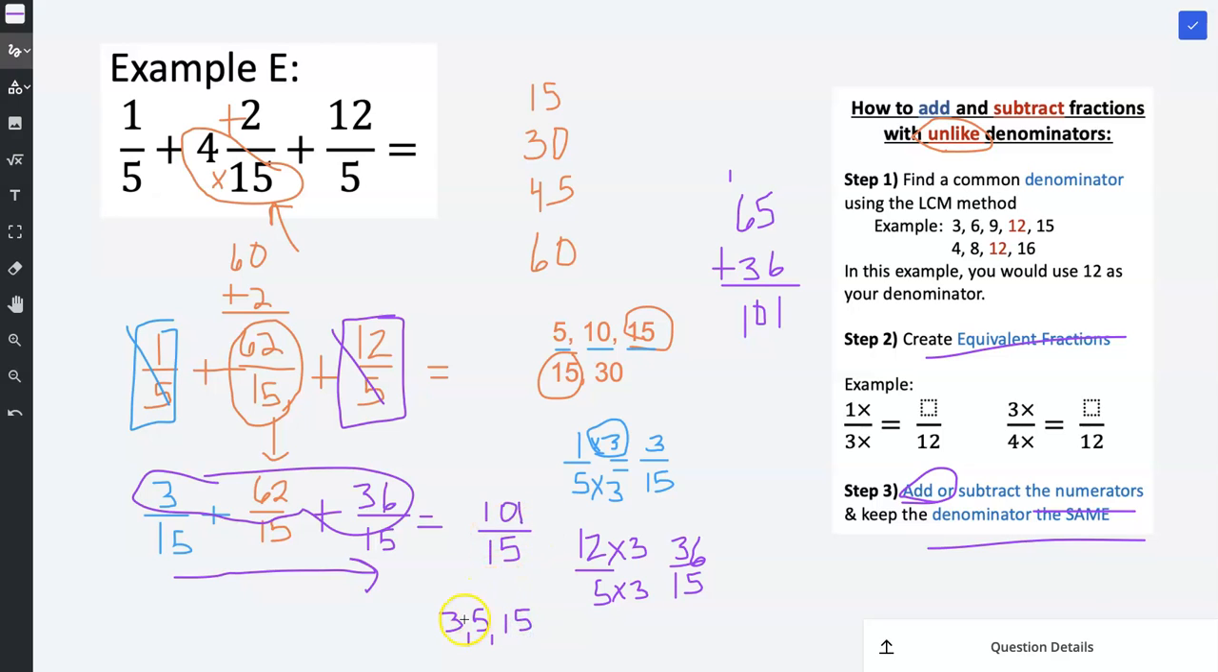101 is not divisible by 3 or 5. You really only have to check the prime factors. I know it's not divisible by 3 because 1 plus 0 plus 1 is 2, and 2 is not a multiple of 3. I know it's not divisible by 5 because the number in the ones place is a 1, not a 5. So that's my final answer, 101/15.